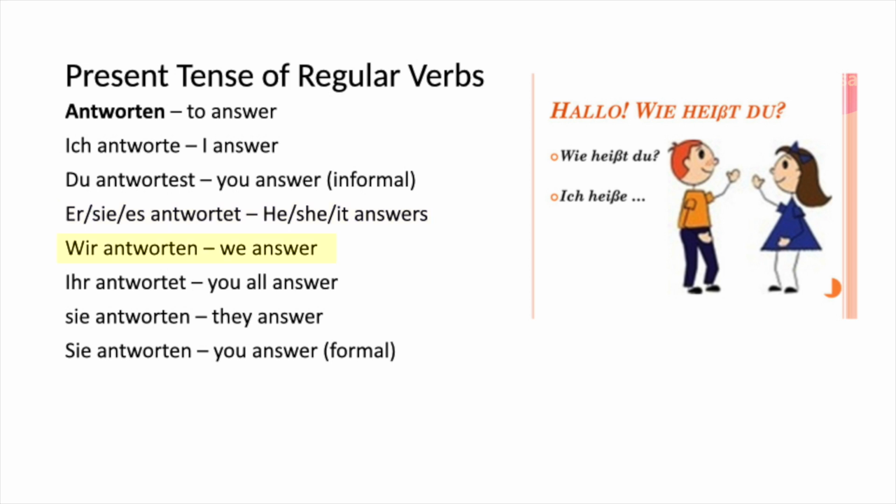And we have the plurals, wir antworten, which is very similar to the infinitive, ihr antwortet, which is you all answer as a group of people, and then sie antworten and Sie antworten as they answer and you answer, formal you, respectively. Once again, say with me, ich antworte is I answer, du antwortest is you answer, informal you, sie/es antwortet as he, she, or it answers. Wir antworten is we answer. Ihr antwortet is you all answer. And sie antworten and Sie antworten are they answer and you answer, formal you, respectively.